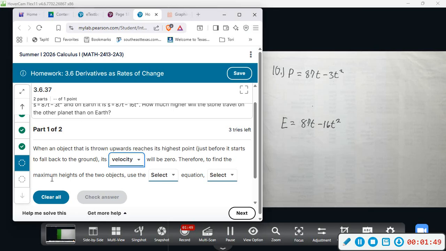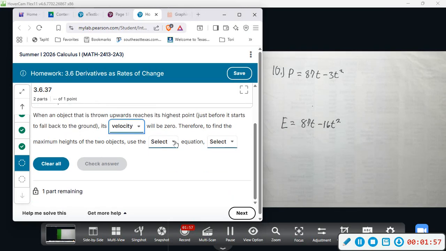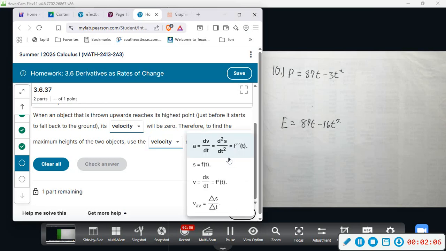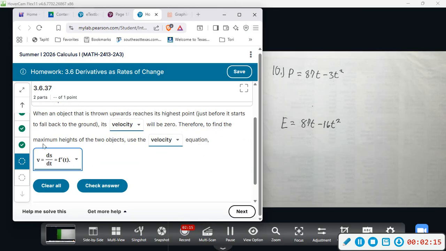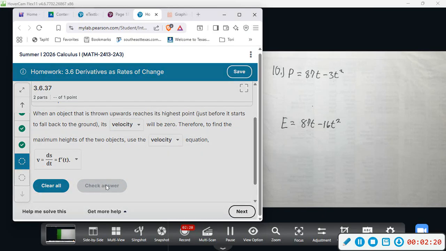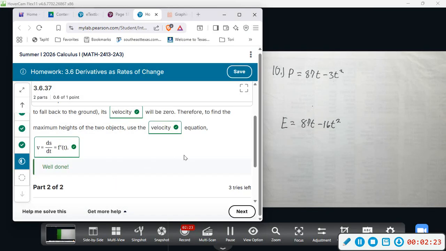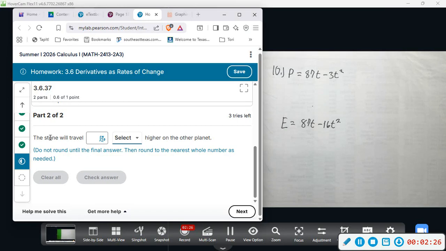Now it says, therefore, to find the maximum heights of the two objects, use the blank equation blank. The velocity equation, v equals ds/dt. So I guess velocity equation. All right, the stone will travel blank higher than on the other planet.